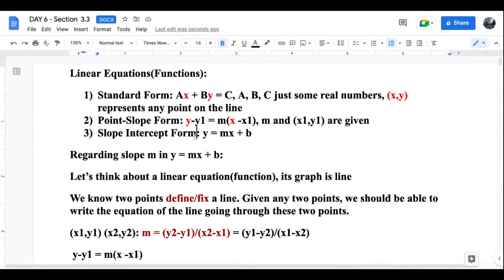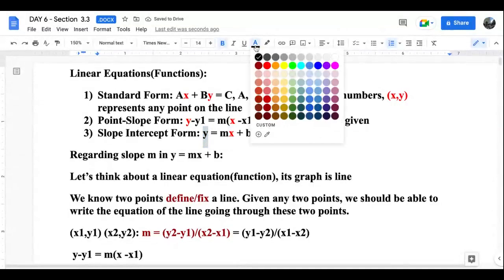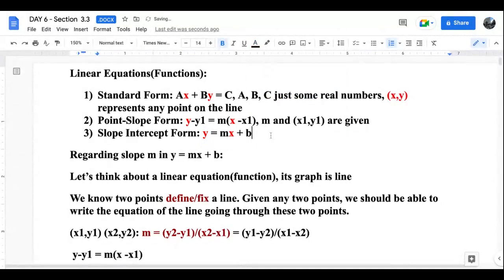This is probably one we're very familiar with. High school teaches this form, slope-intercept form. But what's a slope? M is a slope. And the number before x is always a slope. I'll highlight x, comma, y also. So M is a number and B is a number.